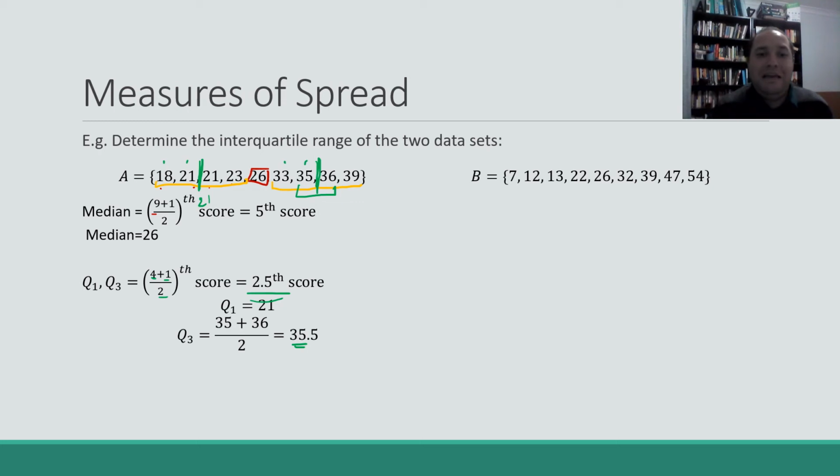Now finally, our interquartile range is just the difference between those two values. So the difference between our quartiles of 35.5 and 21 is just 14.5.